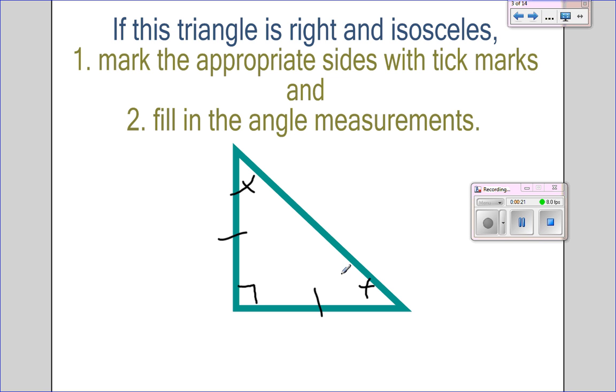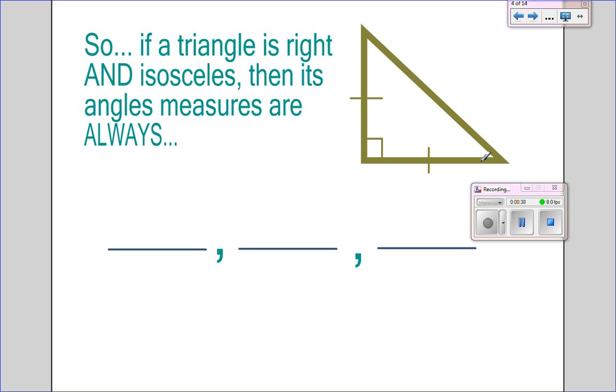But not only do you know the angles are congruent, but you actually know their measure, because if you know one angle is 90, that leaves 90 for the other two, and divide that by 2 is 45 and 45. So it's important to realize that in a right isosceles triangle, those angles will always be 45 degrees. So if a triangle is right and isosceles, then its angle measures are always 45, 45, and 90. So you can actually hear me refer to this as a 45, 45, 90 triangle, referring to its angles.